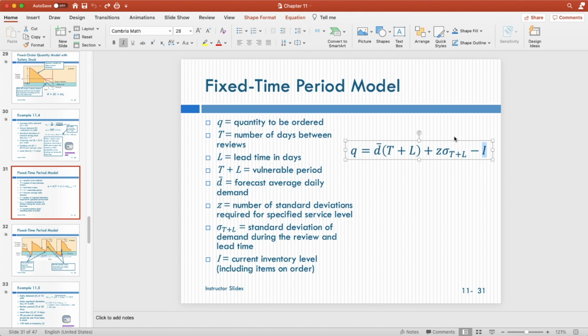So this is the equation that we need in order to calculate the order quantity within each review period. Okay, within each review period.